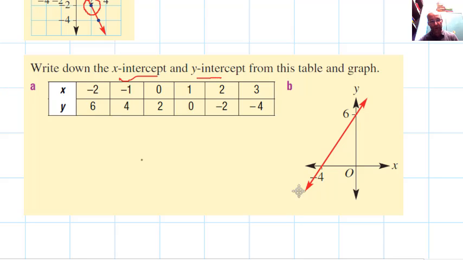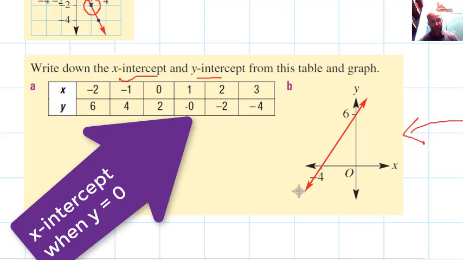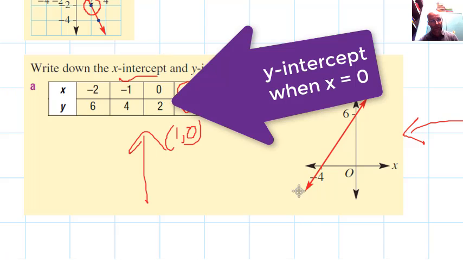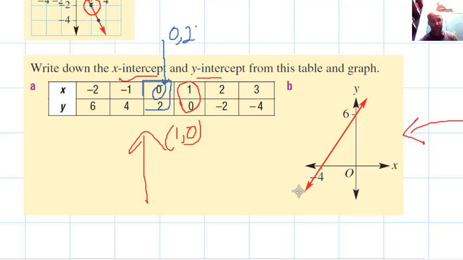Lastly, a final example. Write down the X-intercept and the Y-intercept for two things. Firstly, this table, and secondly, we'll do it for a graph. Now, remember, the X-intercept happens when y equals 0. Okay, scan, where's y equals 0? So the X-intercept will be at 1, 0, because we write x before y. The Y-intercept happens when x equals 0. So we scan the table there. When does x equal 0? There. So it'll be the point 0, 2. So 0, 2 will be the Y-intercept.